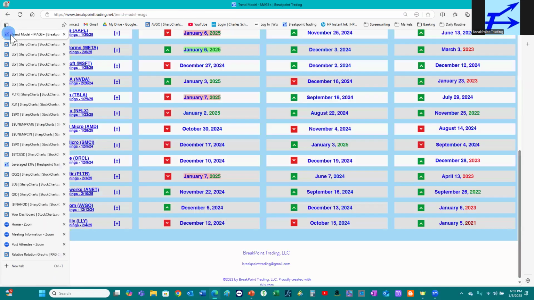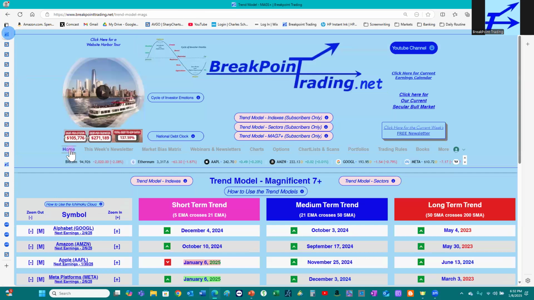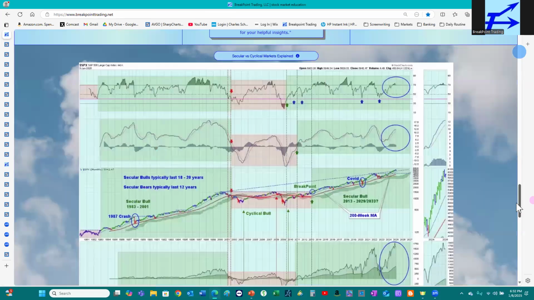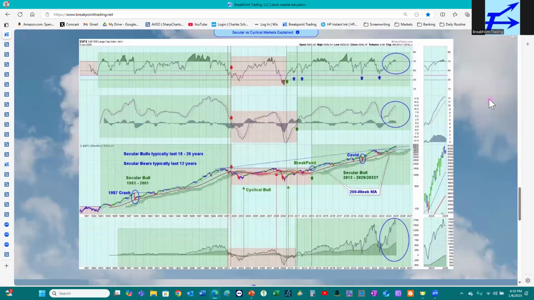So the final thing just to leave you with is on the homepage, which is available to everybody, the secular bull market chart that I always like to reference. This is what you should always remember, that we are in a secular bull market that began in 2013. They typically last 18 to 20 years, so this one should last until 2029 or 2033, somewhere in that neighborhood. It is definitely extended, so it needs to have a pullback, just like it did in '22.